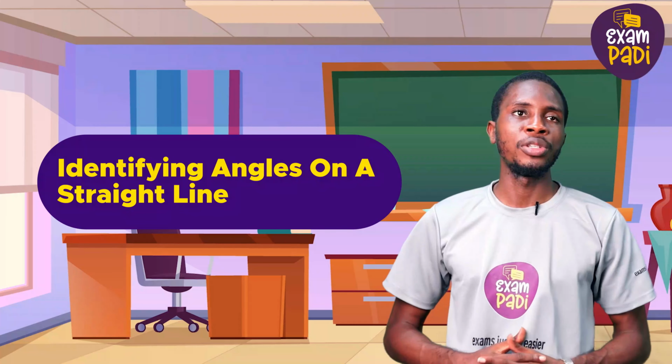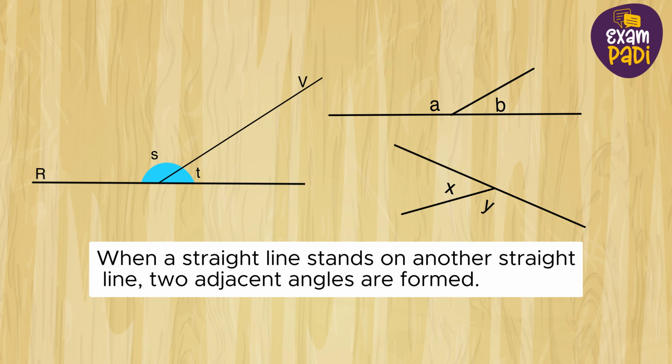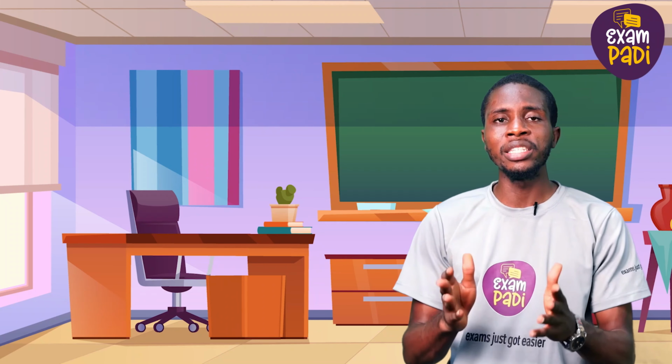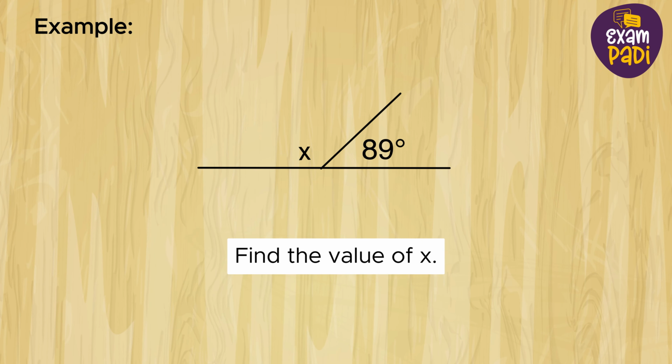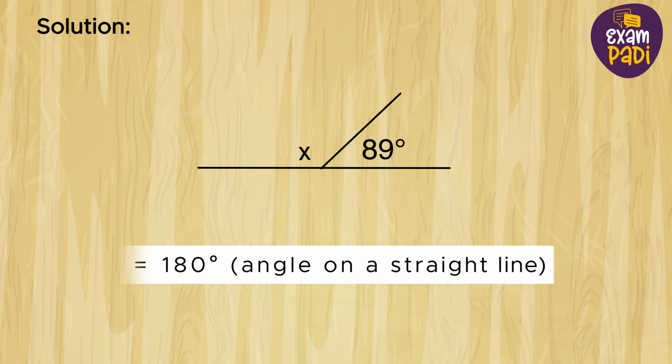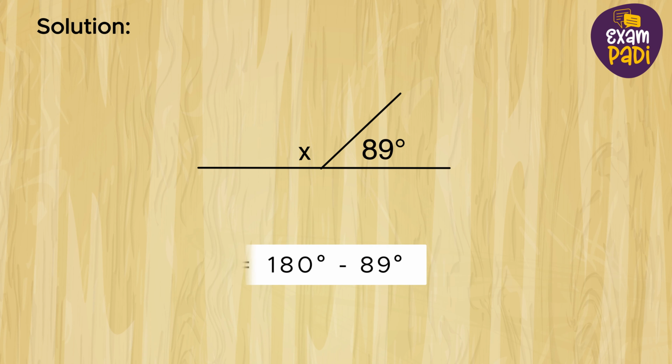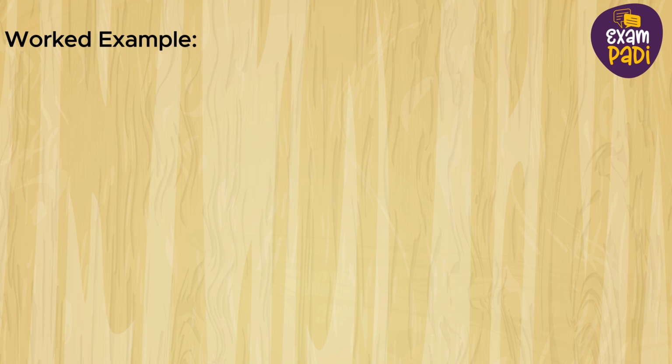Identification of angles on a straight line. When a straight line stands on another straight line, two adjacent angles are formed. The sum of two adjacent angles in the images shown earlier is 180 degrees. Example, find the value of x in the image displayed. Solution. X degrees plus 89 degrees equals 180 degrees, that is, angles on a straight line. Collecting like terms, x degrees equals 180 degrees minus 89 degrees. X equals 91 degrees.